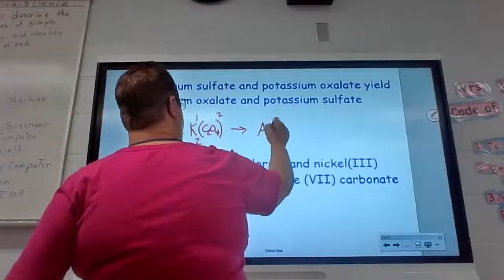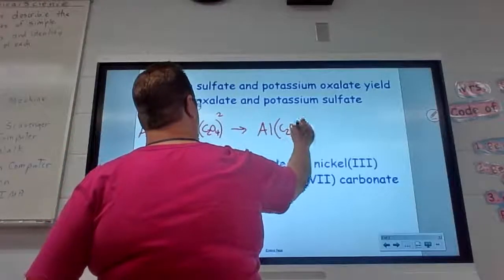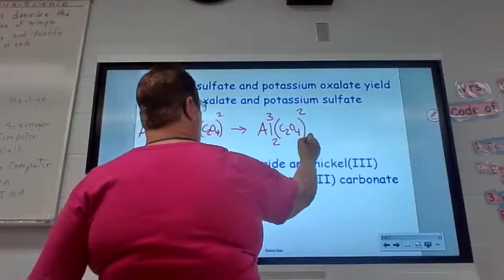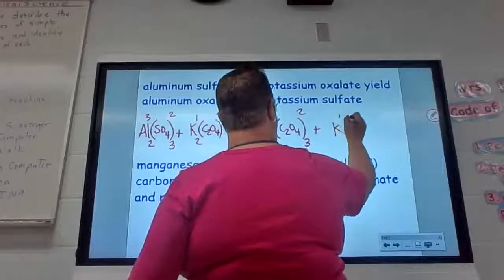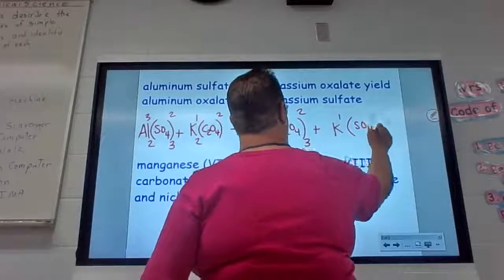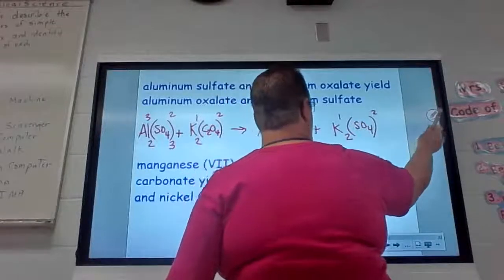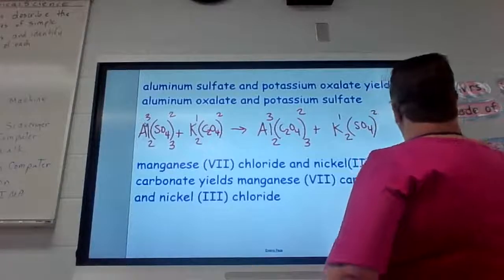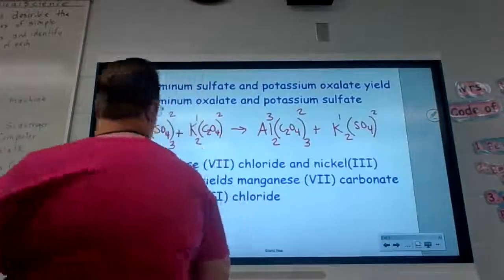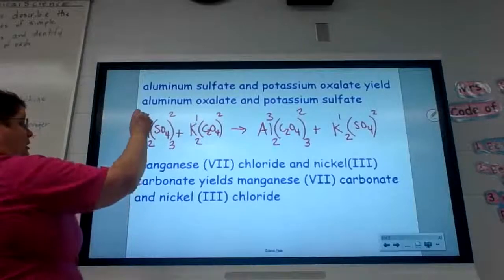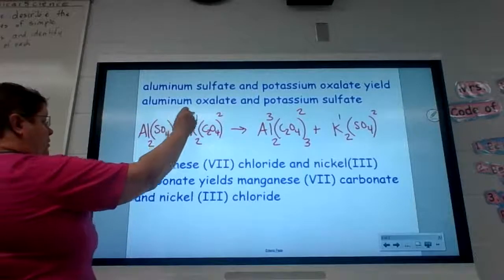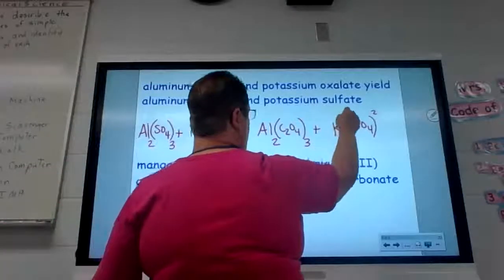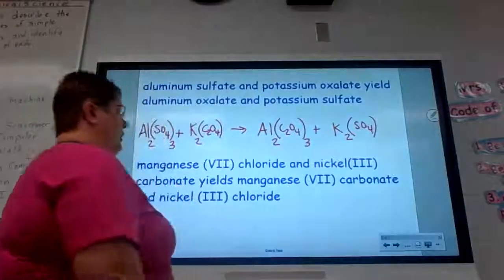So aluminum with oxalate. My aluminum was a 3. My oxalate was a 2. And then potassium was a 1. Sulfate is a 2. Now, if I was doing this for a quiz or a test, what would I do with those oxidation numbers? Would I leave them there? No, I'd erase those and get rid of them. I would not leave the oxidation numbers there. I'd go ahead and erase those so that my equation looks like this.